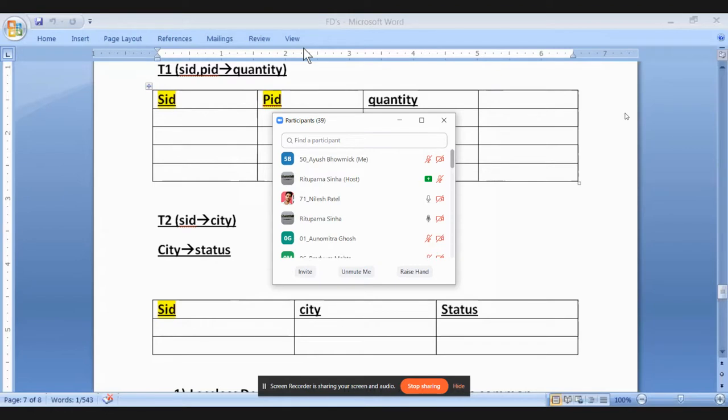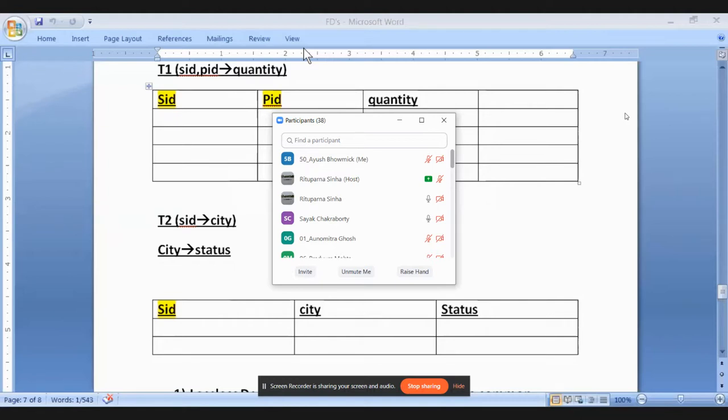That means you did not understand yesterday. If you had understood, you could have answered these questions. These are very easy questions I'm asking you. Shayuk Chakraborty. Yes, ma'am. Are you there? Yes, ma'am. You have a T1, is T1 in 2NF?